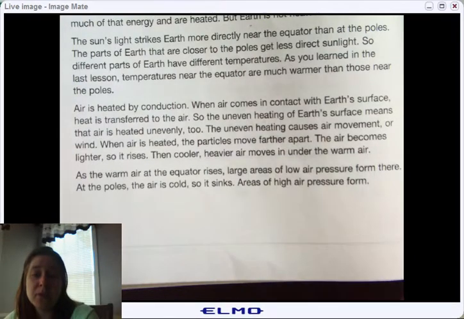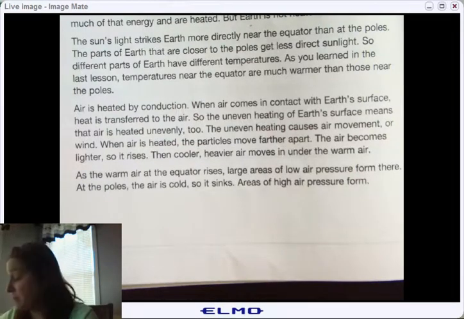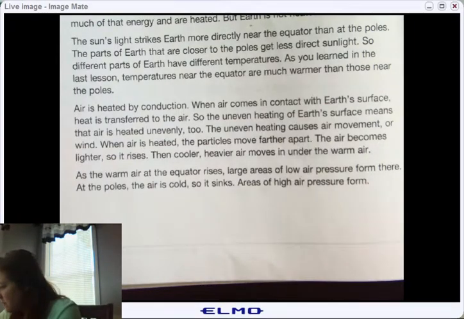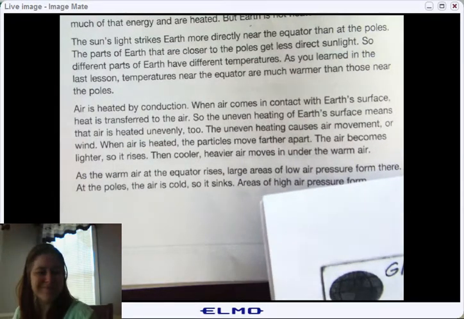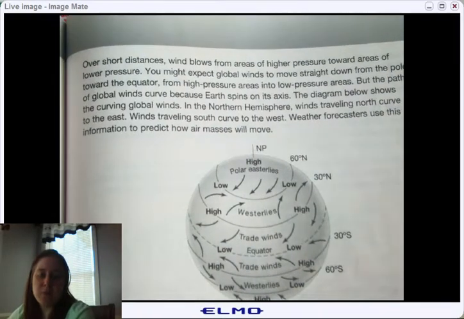When air is heated, the particles move farther apart. The air becomes lighter, so it rises, then cooler, heavier air moves in under the warm air. As the warm air at the equator rises, large areas of low pressure form there. At the poles, the air is cold, so it sinks. Areas of high pressure form. Over short distances, wind blows from areas of high pressure towards areas of low pressure.